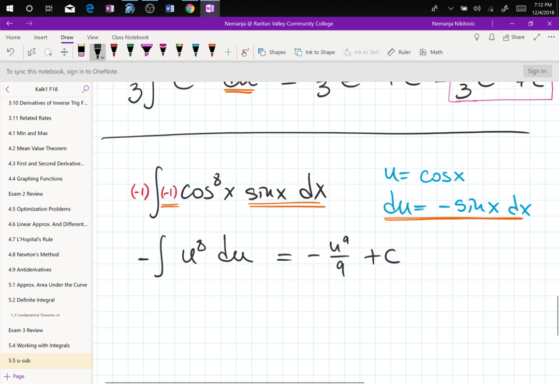Plus c. Guys, is it either plus c or minus 1? On a test, I mean. Yeah, it's plus c or minus 1. On a test, if there is no plus c, I put minus 1 like this. So now we have negative 1 over 9 cosine to the 9 x plus c. And that's the answer.